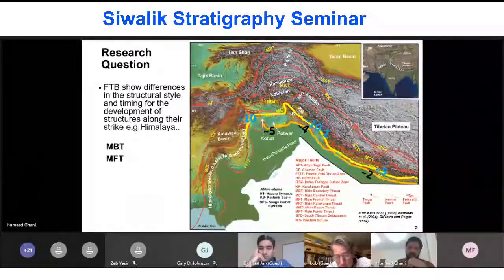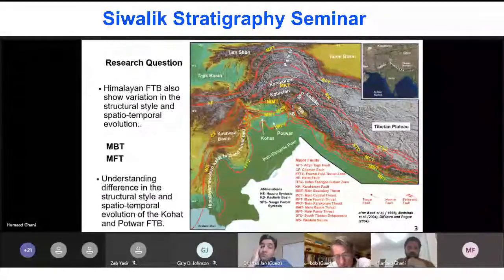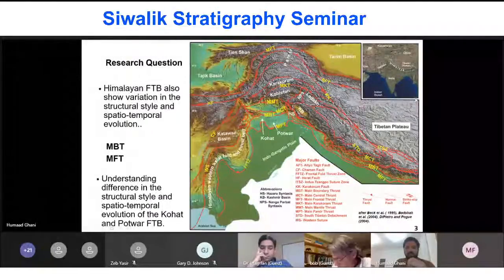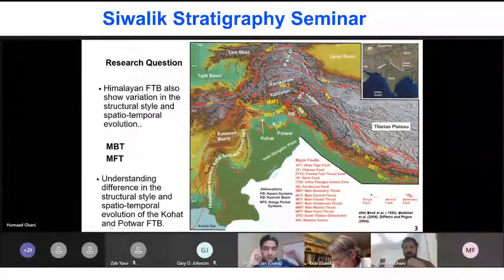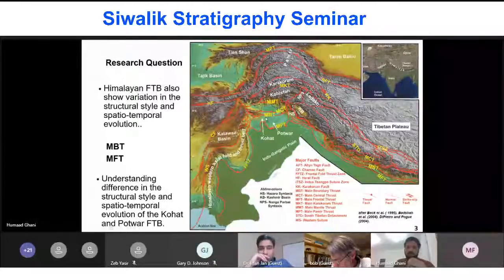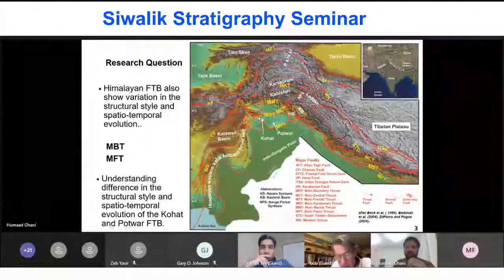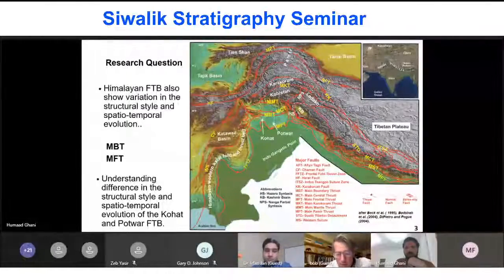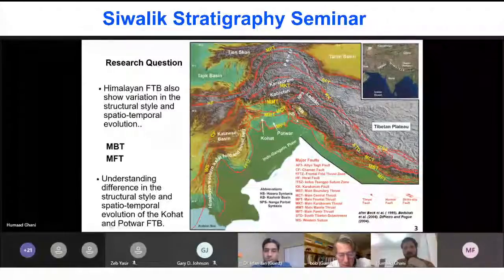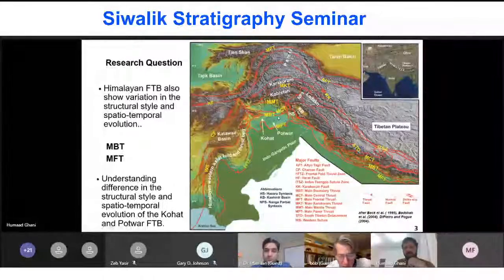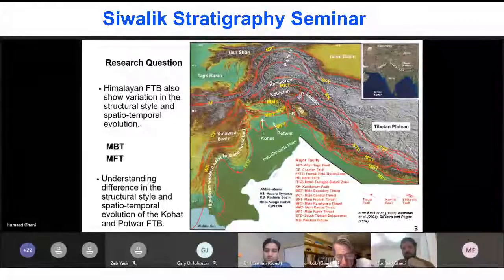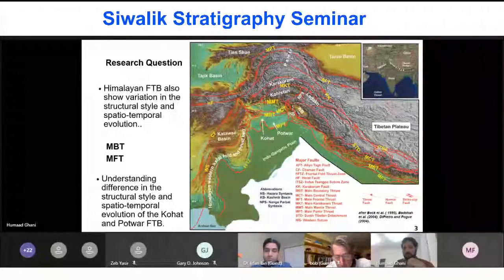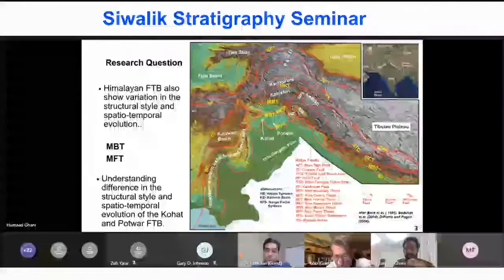So what I did is that I looked into the structure style evolution of Kohat and Potwar, because back in 1995-96 we had some structural chronology for this region, but afterwards no significant work was done to understand how the structure style actually evolved and how it propagated from MBT to MFT in this region.